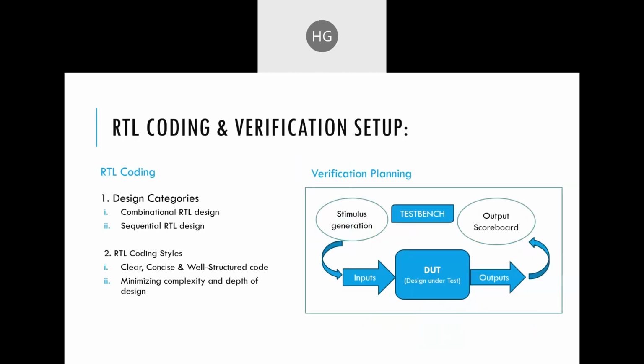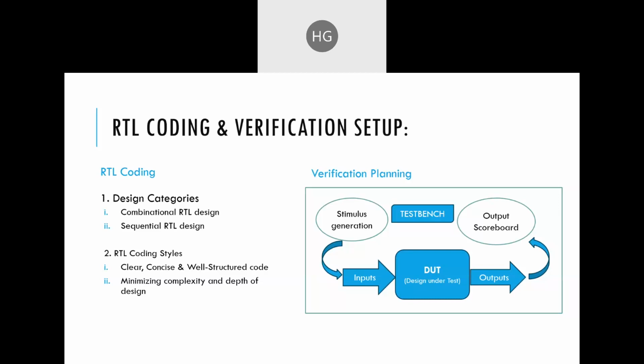So what are the setups we have for RTL coding and verification? For RTL coding, you should have a design category, meaning which design you are writing the code for. Is it a sequential circuit? Is it a combinational circuit? For all these design categories, you have different design styles. Then there is your coding style: how well structured your code is, how clear and concise it is, and whether it has complexity or not. We need to minimize the complexity as much as we can, and minimize the depth of the design, so that it is not too deep, which would make your system complex. Then we have the verification.